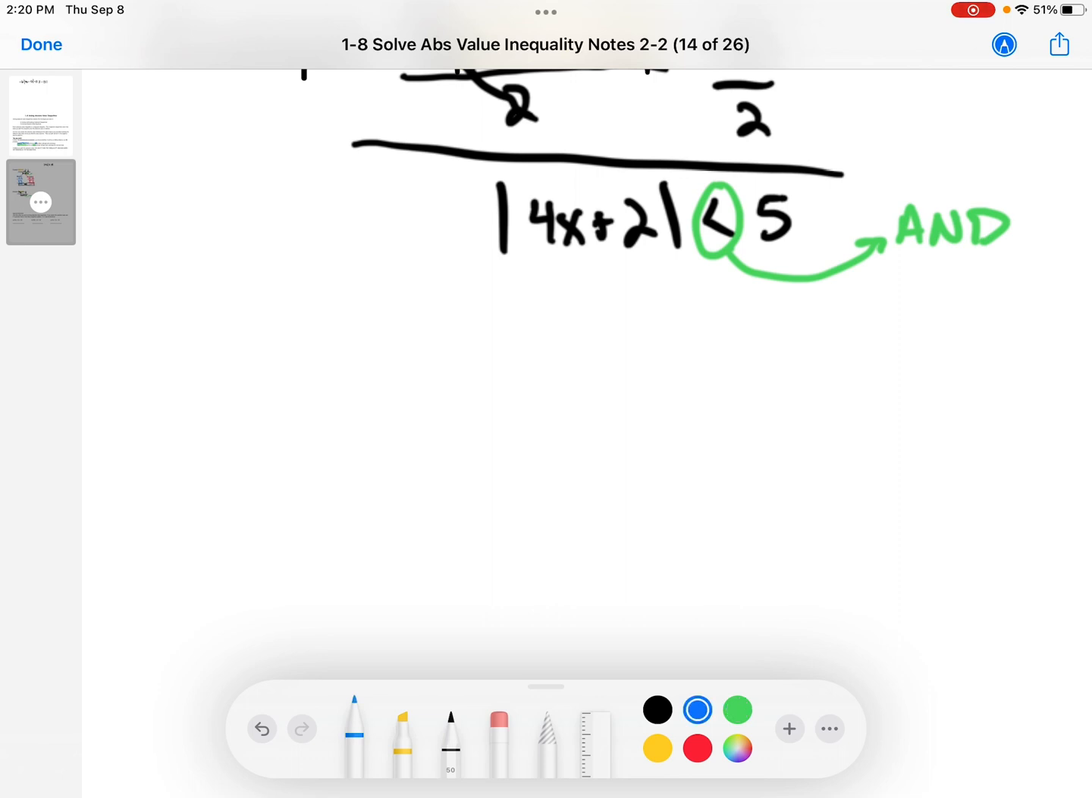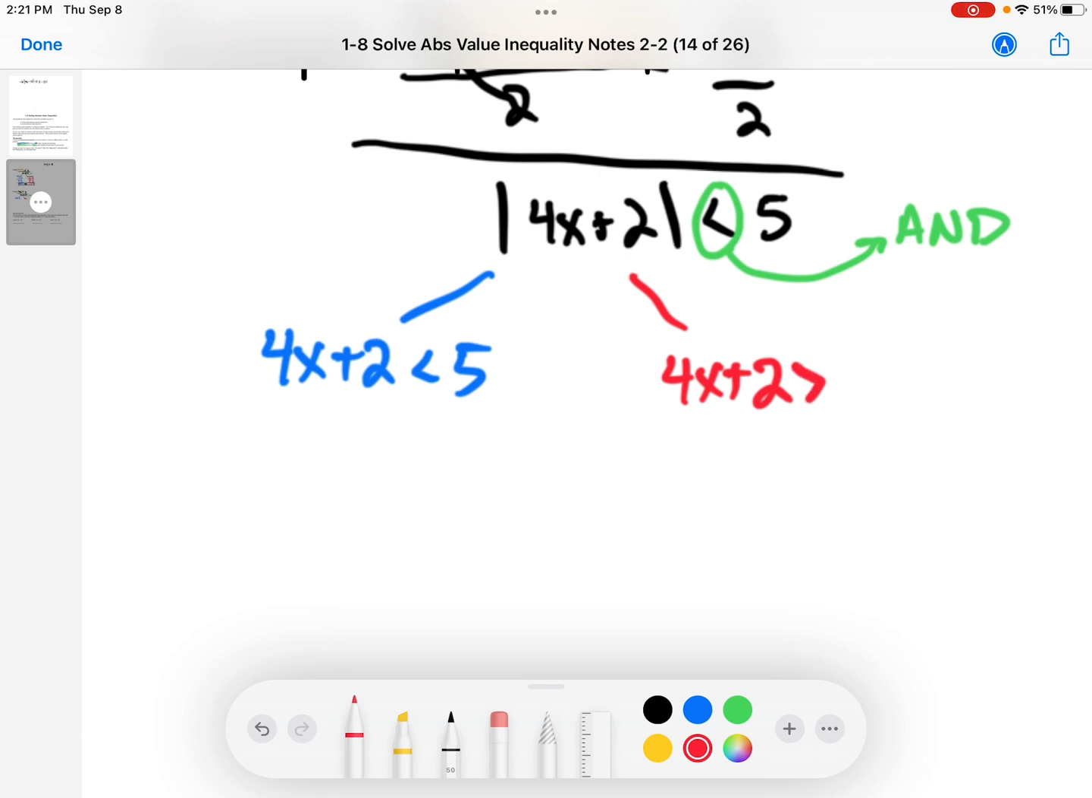We have the absolute value completely isolated. The positive version looks like this: 4x plus 2 less than 5. The negative version: 4x plus 2 greater than -5. Remember, you have to flip the inequality around when you do that split. Then we just solve it to get x by itself.